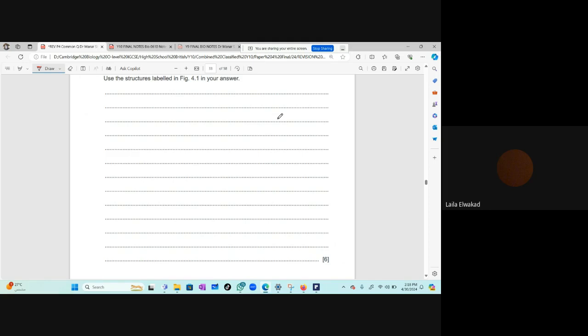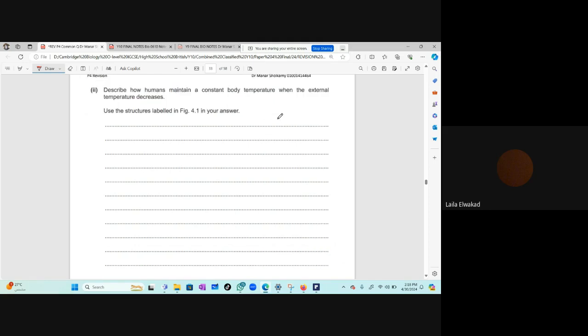If we want to remember it, we can draw the shunt vessel and the capillary diagram. Yes, you can. Of course you can. If you do a small side picture here to remind you, why not?